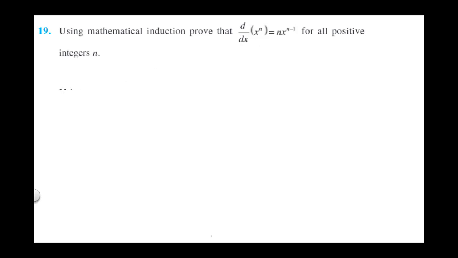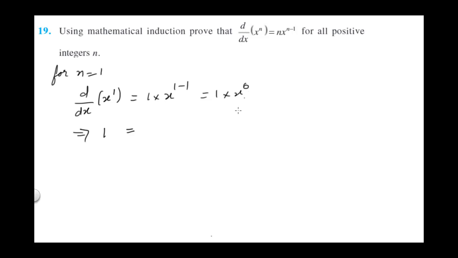So just to see here, for n equals 1, you will write d by dx of x to the power 1 equals, n is 1 here, right? 1 into x to the power 1 minus 1. d by dx of x is 1 equals 1 into x to the power 0. Anything raised to the power 0 is 1. So you see LHS is equal to RHS. Hence it is true. Correct. So it is true for 1.